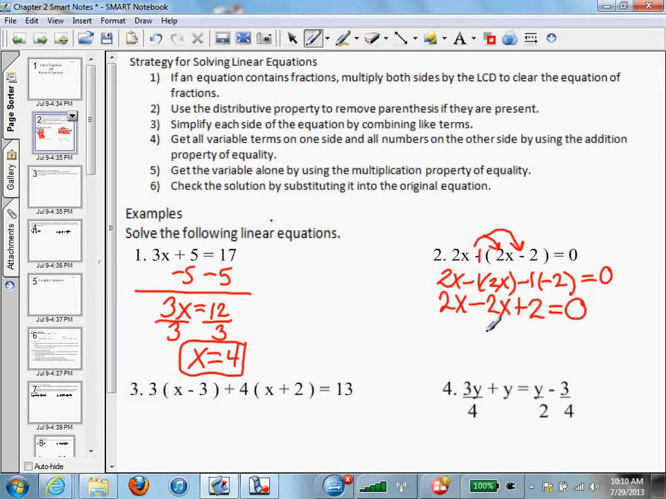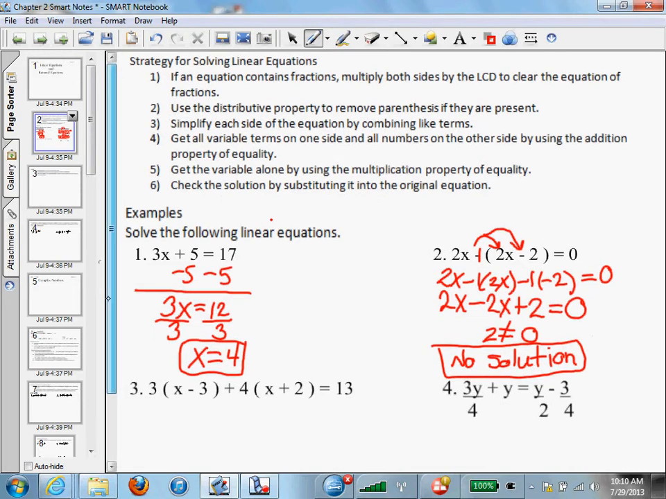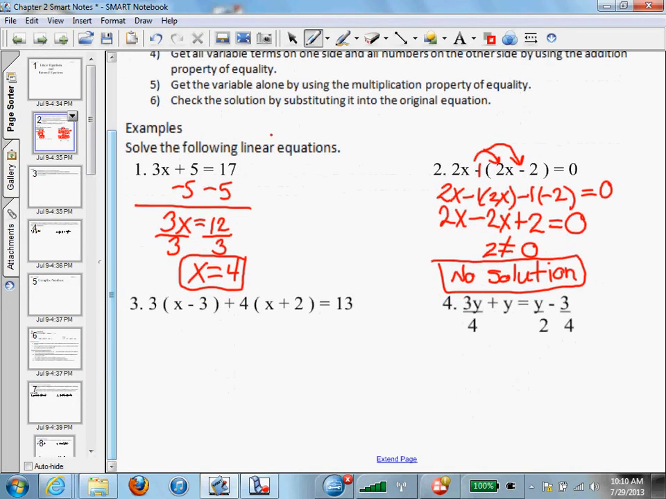Okay, so 2x minus 2x just leaves us with 2 equals 0, and 2 does not equal 0. That is a false statement, so the answer to this is no solution. It says whatever you put in for x, you're going to get something that cancels out, leaving you with something equaling 0, making it a false statement.